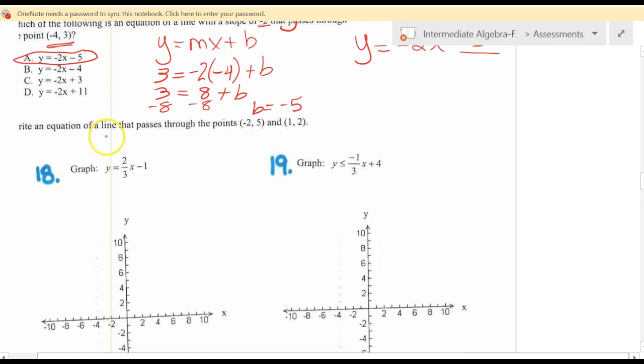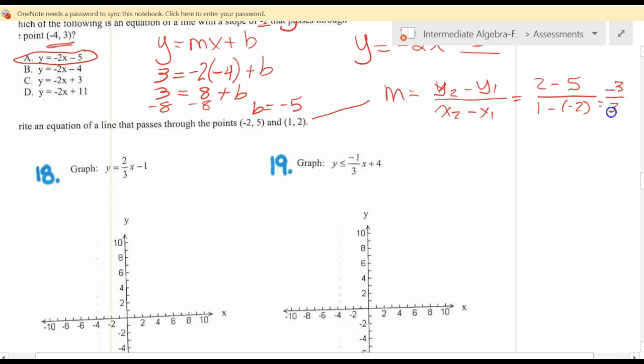Okay, the next one says, write an equation of a line that passes through the points (-2, 5) and (1, 2). So this is almost the exact same problem, except they don't tell me what the slope is. Up here they told me what the slope is and they gave me a point. This time they give me 2 points. So the very first thing I'm going to have to do is find my slope. y2 minus y1 over x2 minus x1, or 2 minus 5 over 1 minus a negative 2. So my slope is going to be -3 over positive 3, or my slope is -1.